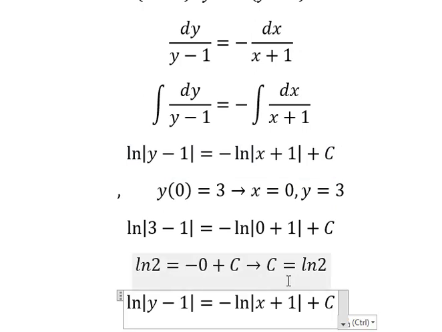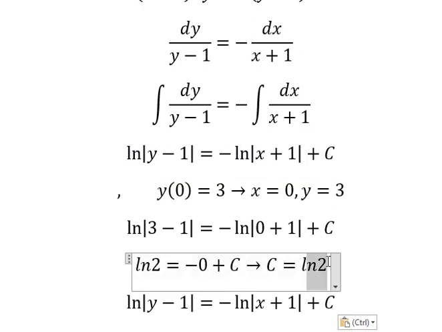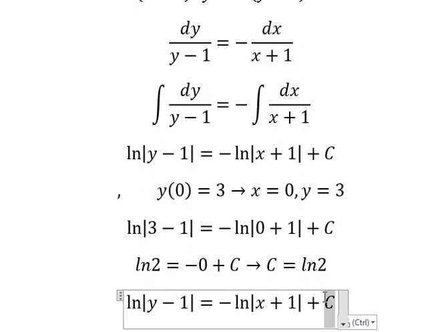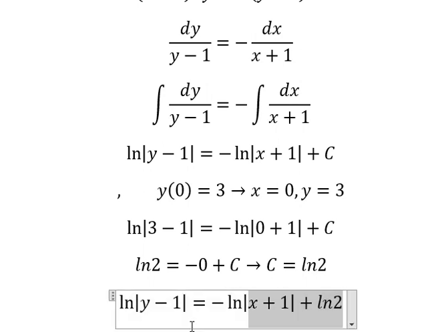Now I will change the value of c into ln 2. And you got the final answer. This is the end.